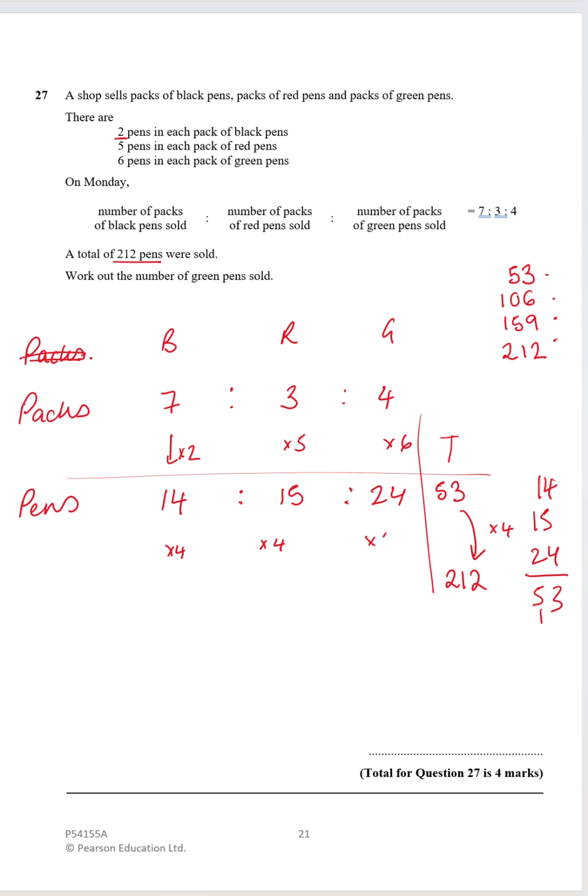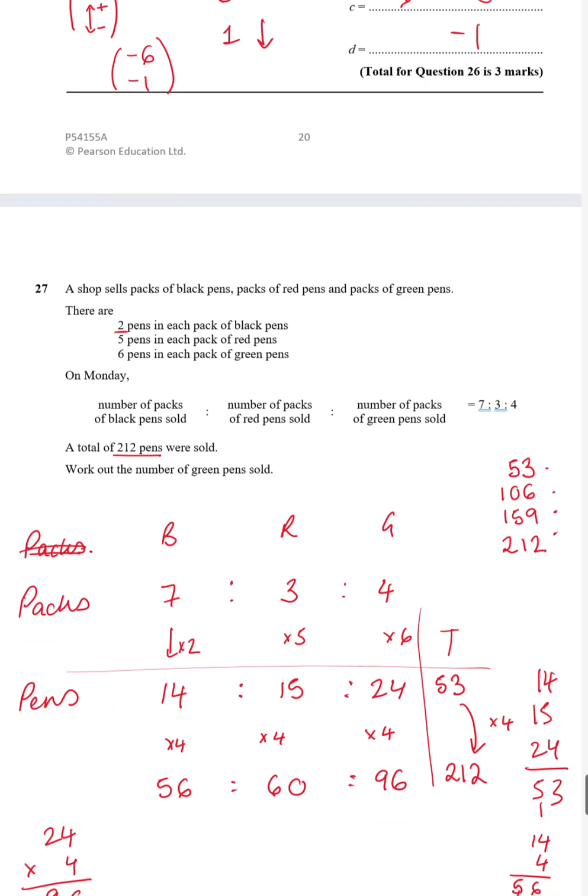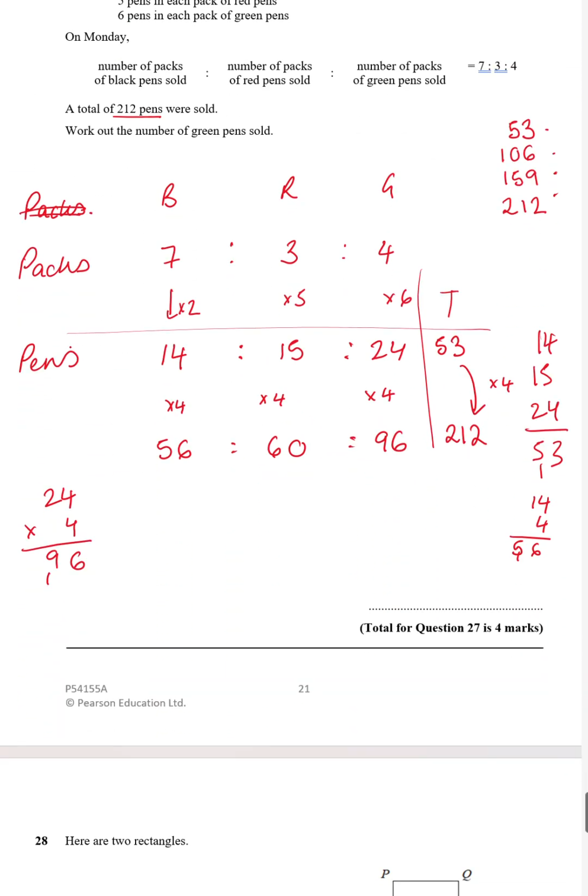When I multiply all of my pen ratio by 4, 14 times by 4 is something. It's 56. I think that's wrong. No, it's not wrong. 56. 15 multiplied by 4 is 60, and then 24 multiplied by 4. Again, I can do all my rough working on the side out of the way. 2 times 4 is 8. It's 96. My answer line is how many green pens were sold. Well, green, and then pens. Green pens is going to be 96.